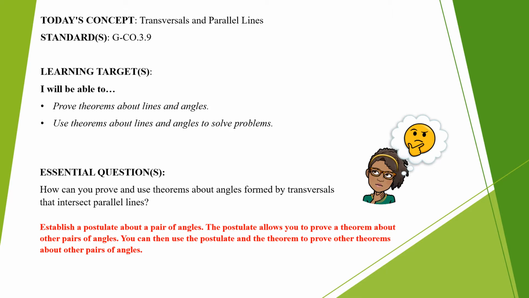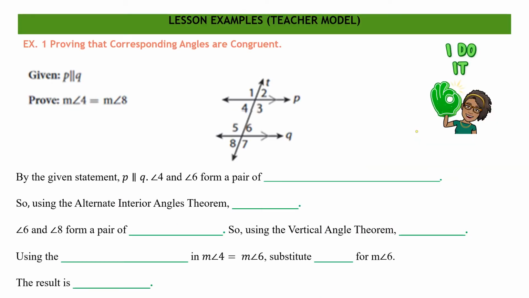Well, first we have to establish a postulate about a pair of angles. That postulate allows us to prove a theorem about other pairs of angles, and then once we have those other pairs of angles, we can then use the postulate and the theorem to prove other theorems about other pairs of angles that are given within those lines and transversals. So let's look at example 1.